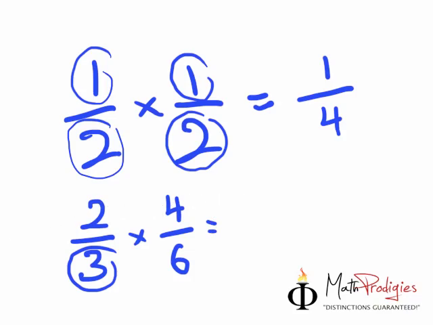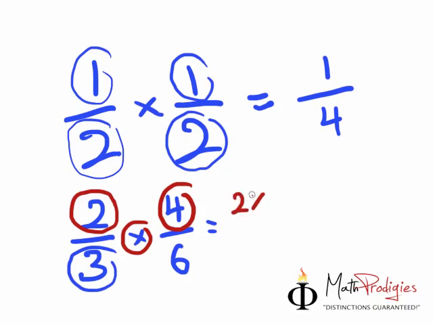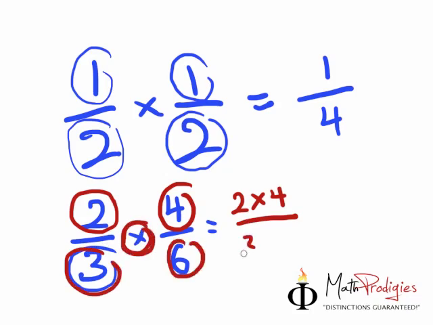Let me show you this with a different color pen. 2 times 4 equals to 8, correct? So I'm going to write this down. 2 times 4 over 3 times 6. So 2 times 4 equals what? 2 times 4 equals to 8. Good job. And 3 times 6 equals to? 18, and that is the answer. Get it now? Now, let me show you a little trick that you can actually do.